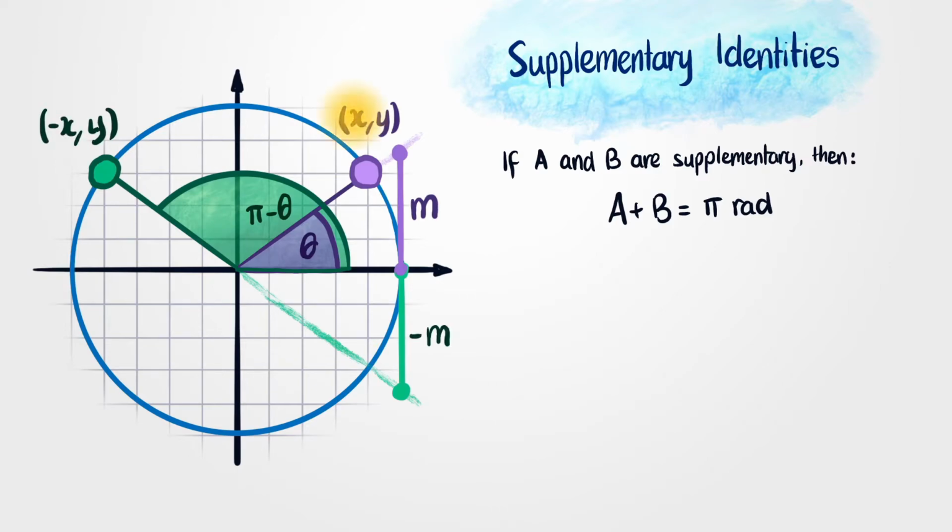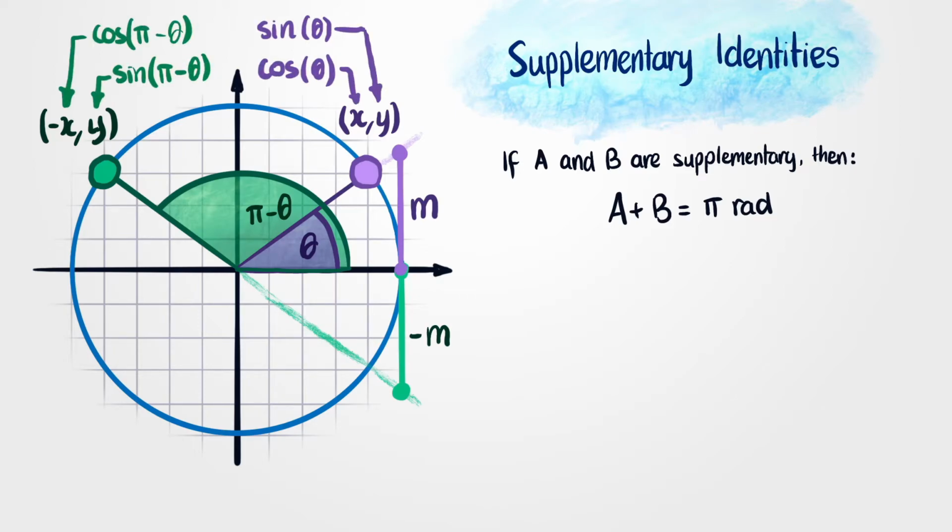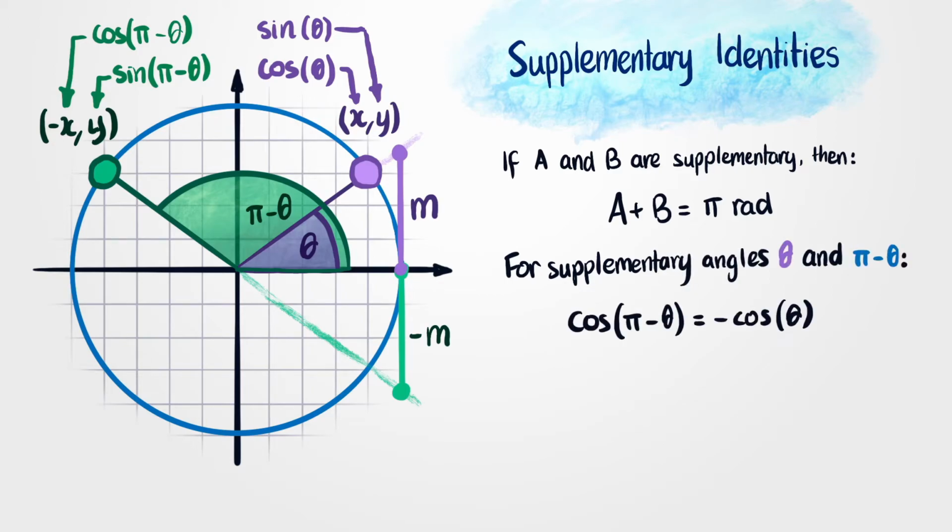Now, since x is the same thing as cos, and y is the same thing as sine, we can go ahead and label these coordinates in terms of cos and sine. Now, since the cos values are just negatives of each other, we can write down the following identity. Since the y-coordinates are exactly the same, we can write a similar identity for sine, except there's no negative sign. Finally, since the gradients are negatives of each other, we can also say that the tans are negatives of each other as well.